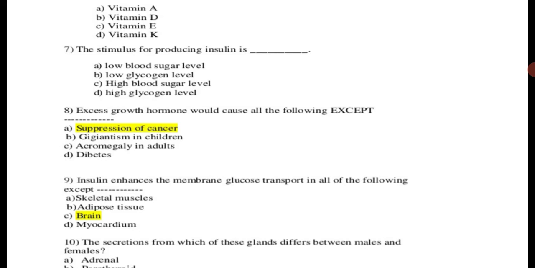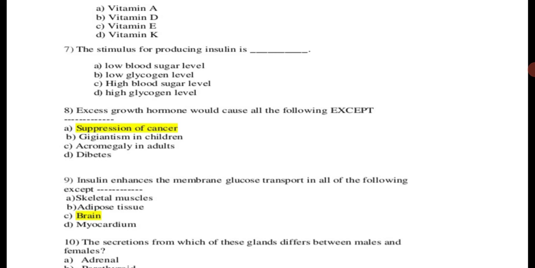Then question number 8: excess growth hormone would cause all the following except. Excess growth hormone causes gigantism in children, acromegaly in adults, and diabetes. There is no formation or suppression of cancer because of excess GH.